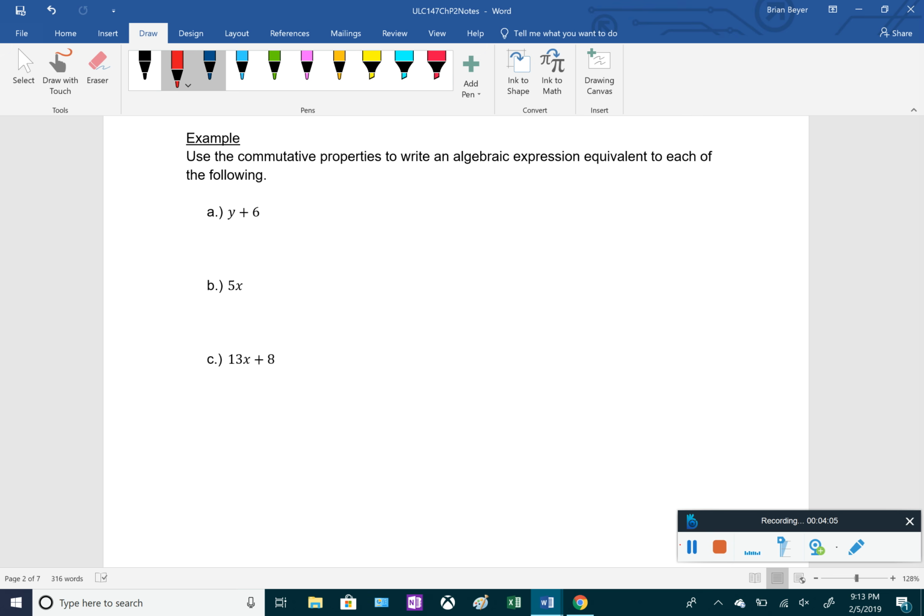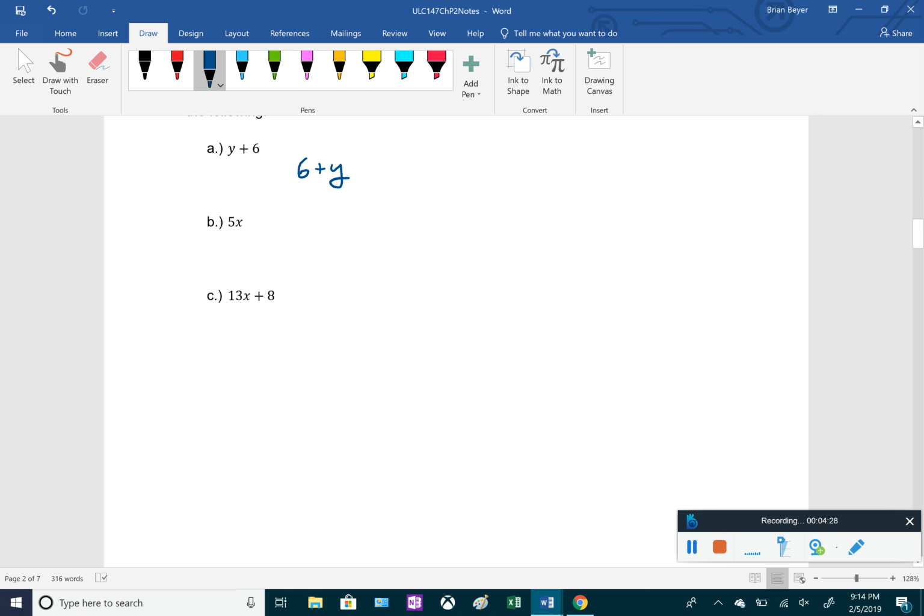So let's do some examples using these properties. So let's use the commutative properties to rewrite an equivalent algebraic expression. So for the first one, y plus 6, so this is going to be addition. So the commutative property of addition says order doesn't matter. So this is the same as 6 plus y. Okay, and then for b, we have 5x. So that is 5 times x. So the same thing using the commutative property of multiplication would be x times 5.